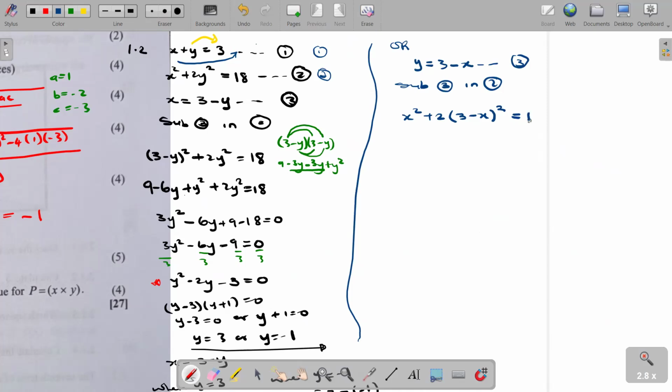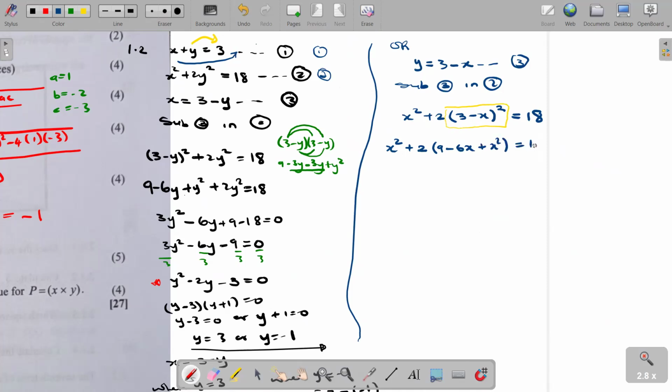being equal to 18. Simplifying this, it's going to be x squared plus 2. Take note, you do not have to multiply this 2 in this bracket before simplifying this. So it means this part has to be simplified first before multiplying by 2. Don't put the 2 in brackets. So that one is going to give us 9 minus 6x plus x squared.